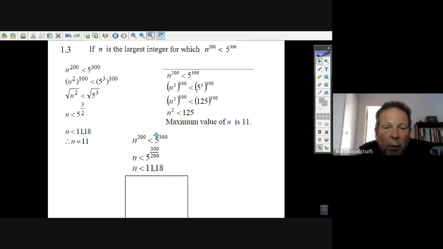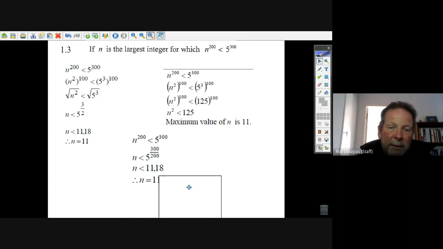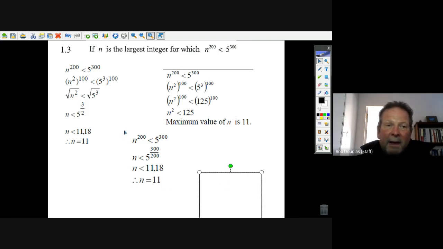Look at that. By making it n to the 200, if we raise both sides to the 1 over 200, 300 divided by 200 is really 3 over 2, or 1.5. And if you go 5 to the 3 over 2 in your calculator, you're going to get 11.18, and the first number less than that is 11. Well, three ways to do this question, and we could do it with logs as well.